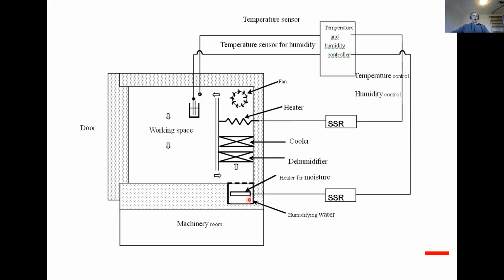So basically, you boil water, make the water steam, and then based on your measurement from the working space, you either heat it up, cool it down, or try to get rid of the humidity, and you have a fan so that you have as equal conditions as possible in the working space. So this is just a simplified way of considering how temperature and relative humidity can be controlled.